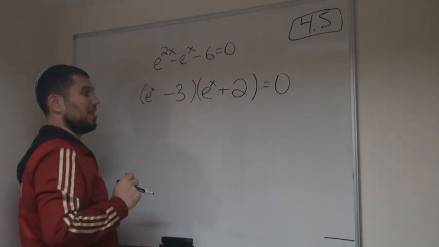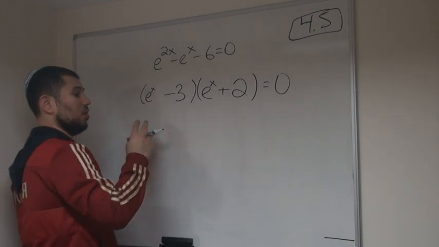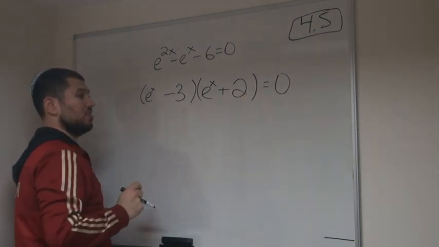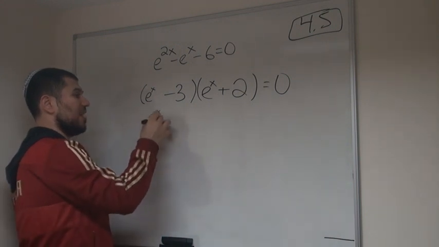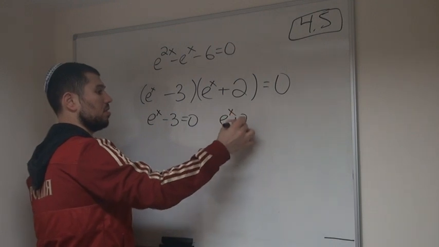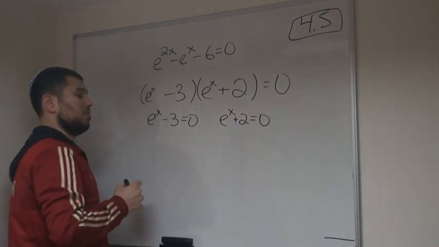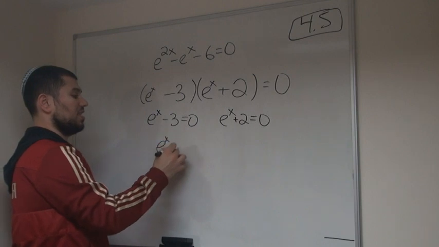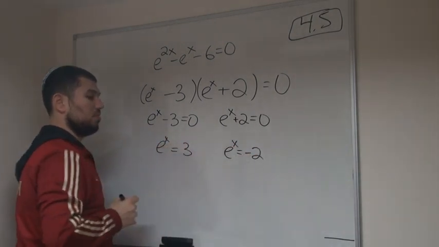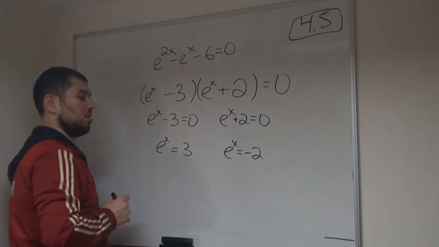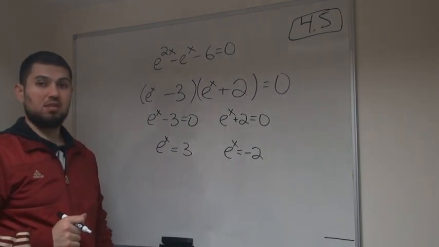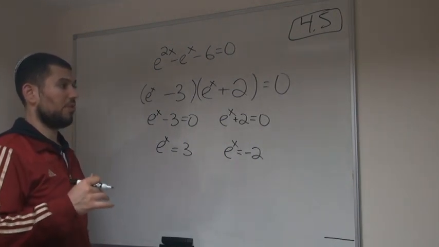Now I have these two factors, and just like regular polynomial expressions, when I have two factors that multiply out to 0, I can set each factor equal to 0 and solve. To get e to the x should equal 3, e to the x should equal a negative 2. Now, I can solve each one of these using the three-step approach.